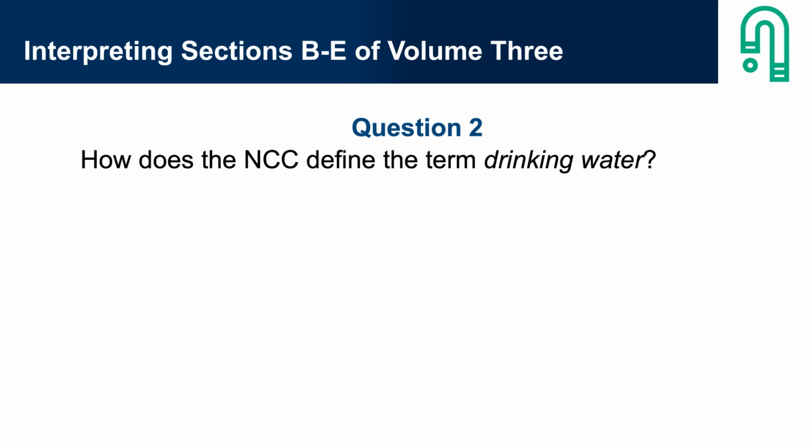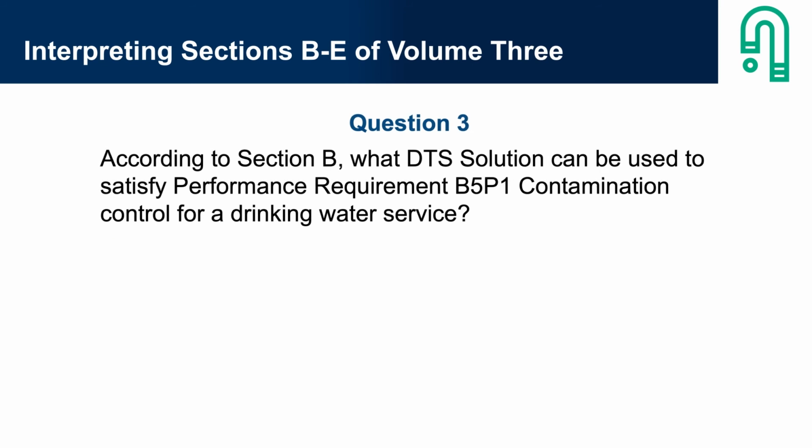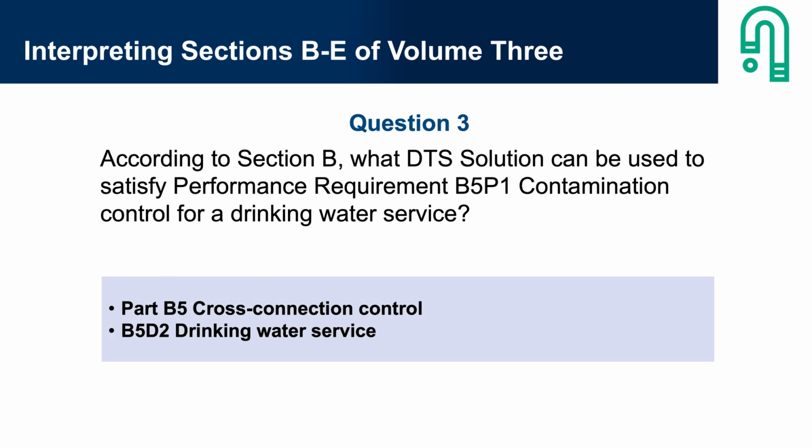Question 2. How does the NCC define the term drinking water? Schedule 1 definitions. Water intended primarily for human consumption, but which has other domestic uses. Question 3. According to Section B, what DTS solution can be used to satisfy performance requirement B5P1, contamination control for a drinking water service? Section B, Water Services. Part B5, Cross-Connection Control. B5D2, Drinking Water Service.